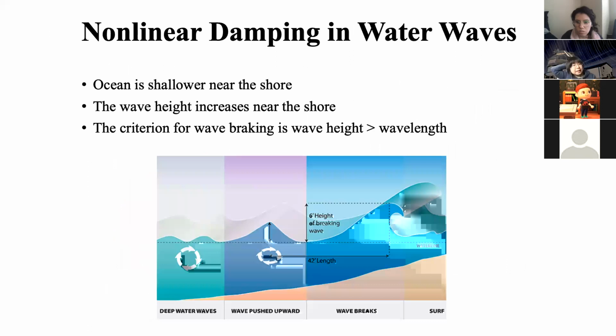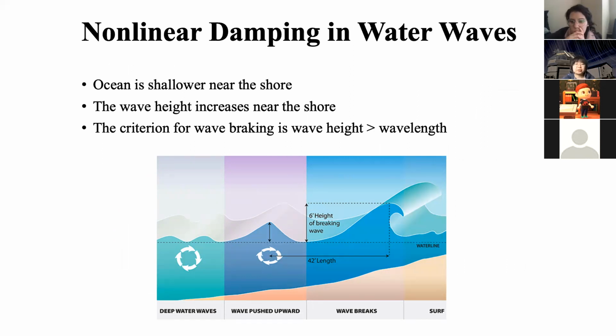All right, the second damping mechanism, nonlinear damping. Let me try to use the water wave to explain this process better. The ocean is shallower near the shore, and the water far away from the shore is sort of quiet, and when it propagates near the shore, it increases its wave amplitude. When the wave height is comparable to or bigger than its wavelength, the water wave will break near the shore.